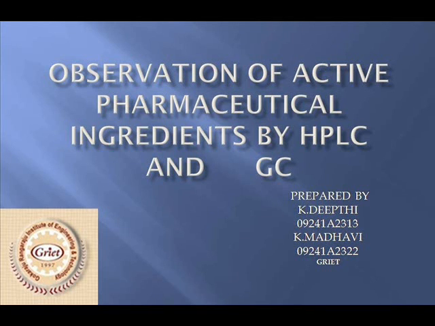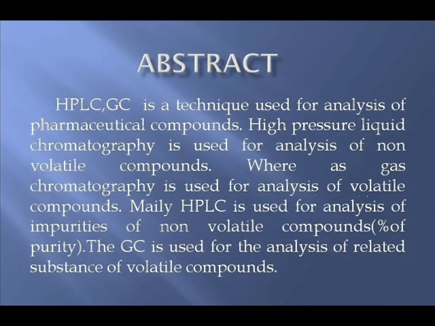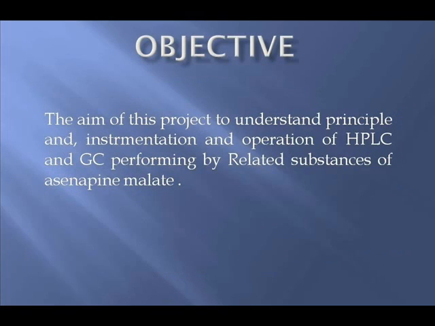The main theme of this project is observation of active pharmaceutical ingredients by HPLC and GC. HPLC and GC are techniques used for analysis of pharmaceutical compounds. High pressure liquid chromatography is used for analysis of non-volatile compounds, whereas gas chromatography is used for analysis of volatile compounds. Mainly HPLC is used for analysis of impurities of non-volatile compounds and percentage of purity. The GC is used for the analysis of related substances of volatile compounds.